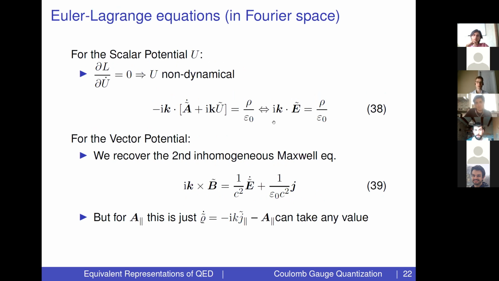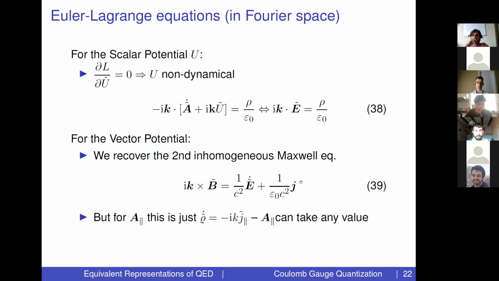And this will allow us then to neglect or to get rid of the scalar potential by writing it in terms of all the other degrees of freedom. Now we can do the same with the vector potential. We find the Euler-Lagrange equation that is just one of Maxwell's equations.